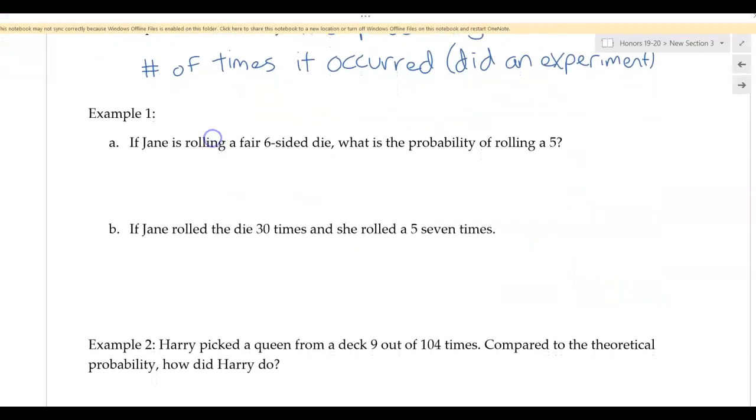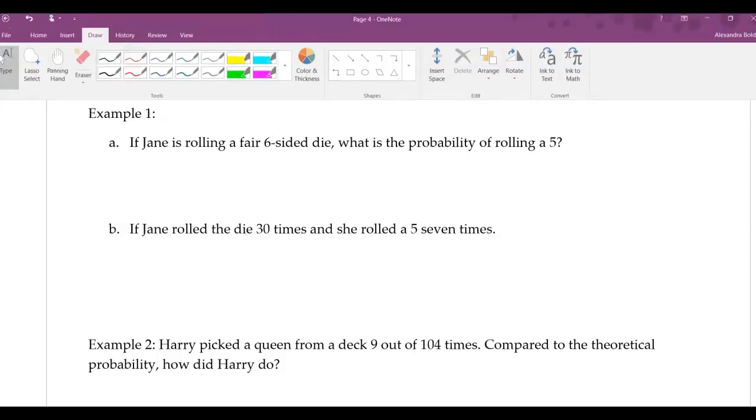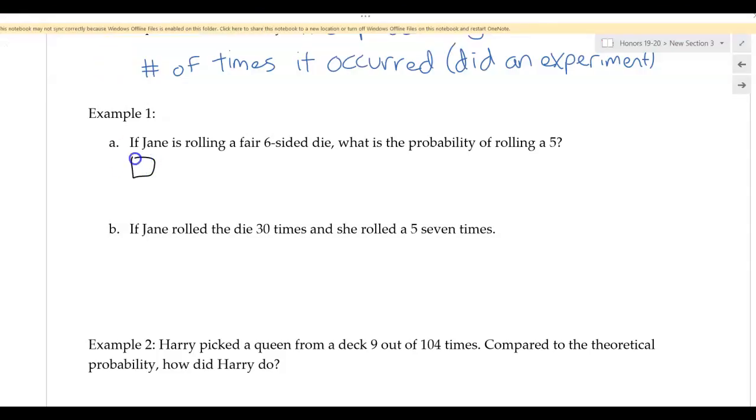So example 1, if Jane is rolling a fair six-sided die, what is the probability of rolling a 5? Well, I know on a fair six-sided die, I have a 1, 2, 3, 4, 5, 6. So the probability of rolling a 5 is, well, the actual amount of 5s is 1 out of 6. This is your theoretical.